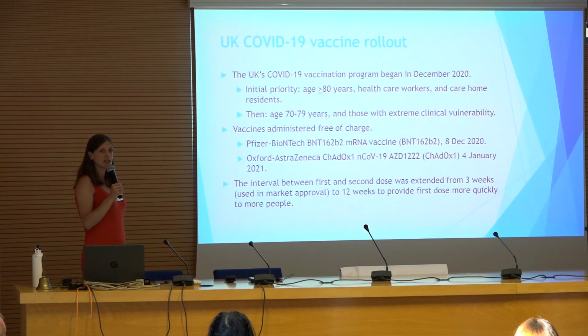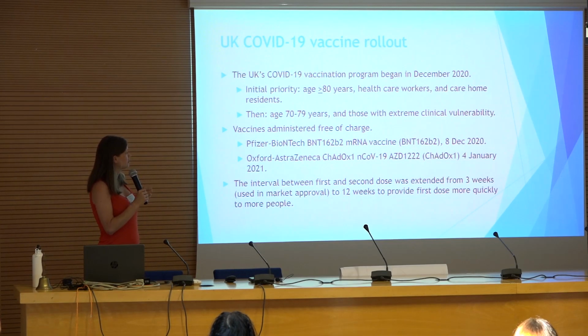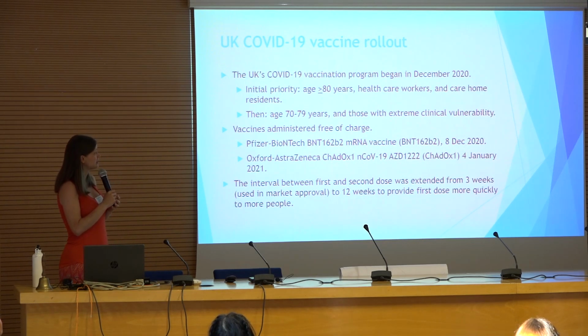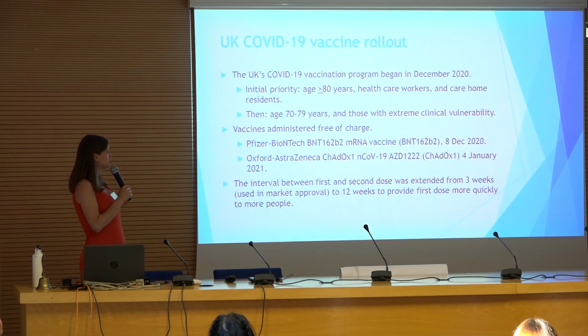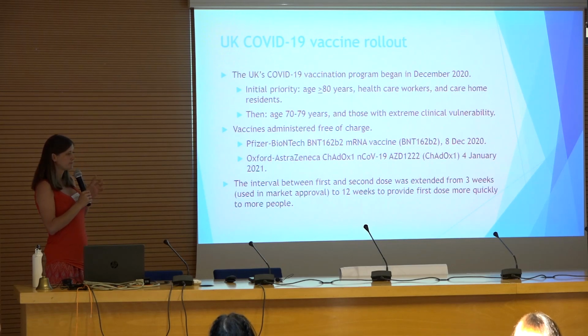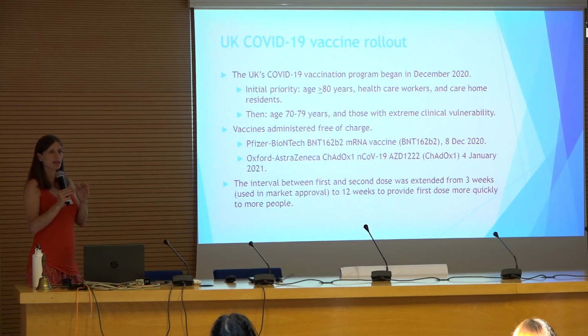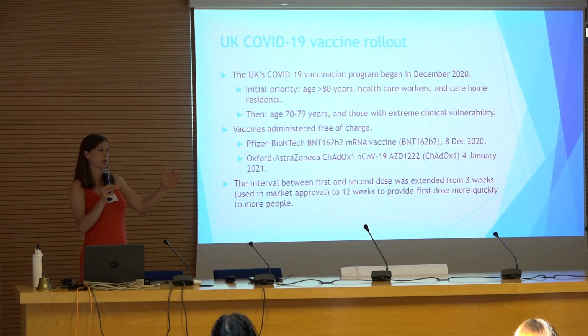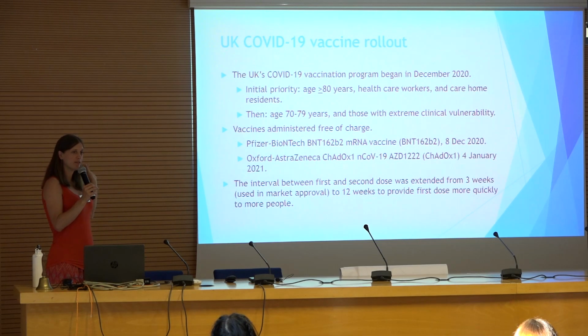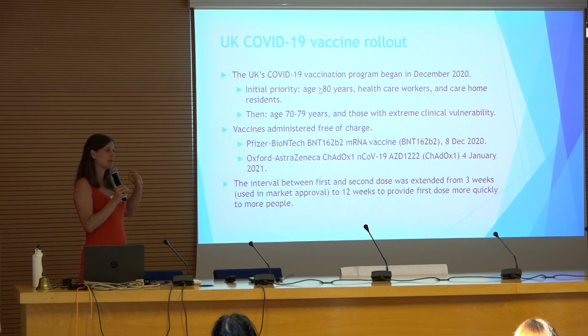So all these vaccines were administered free of charge, and the first two to be used in the UK were the Pfizer vaccine, which was first rolled out on the 8th of December 2020, and then shortly followed by the AstraZeneca vaccine on the 4th of January of 2021. Now, all the trials and the marketing approval were based on an interval between 2 doses of 3 weeks. However, in the UK, it was very quickly decided to expand it to an interval of 12 weeks on the basis that we could get first doses to more people more quickly that way. So that's quite relevant for the studies we're going to look at.